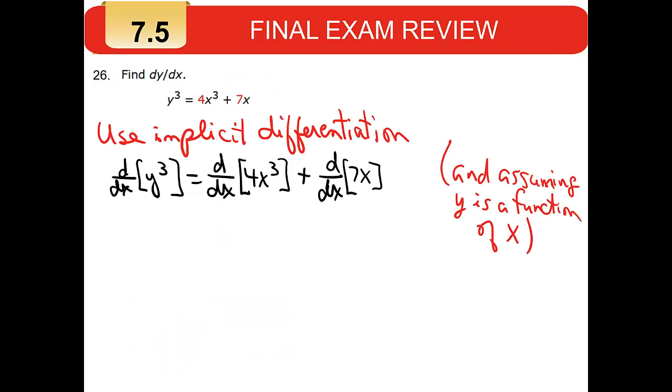26 says you want to find dy over dx. That means you want to find the derivative. Since that function is not solved for y, this is going to be an implicit differentiation problem, so the strategy is to take the derivative of both sides, remembering when you take the derivative of y, you get dy over dx.